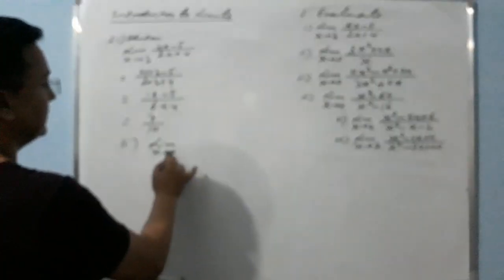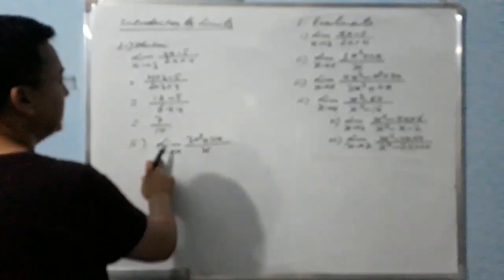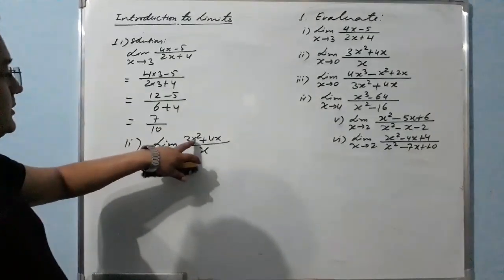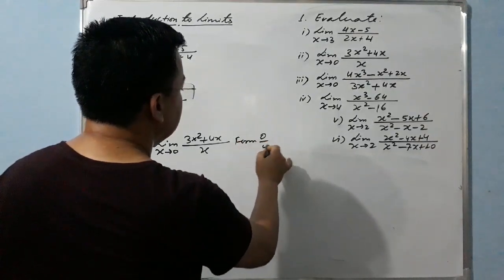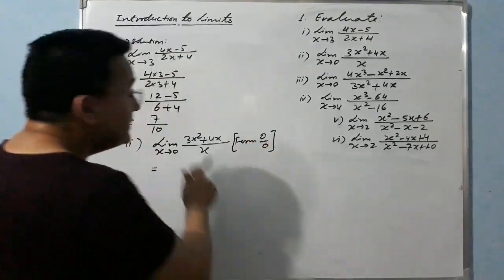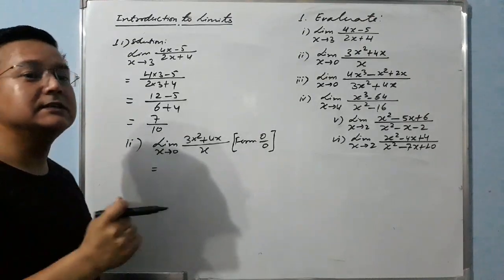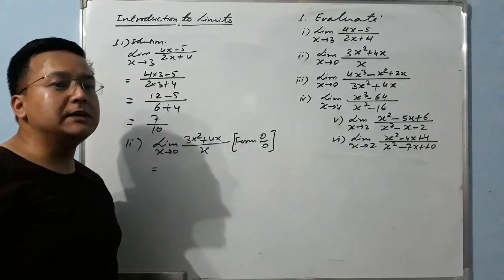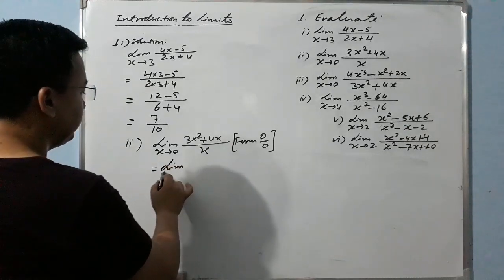Limit of x square plus 4x upon x as x tends to 0 is equal to. Here when we check, 0, 0, 0, so you are going to get the form 0 upon 0. This means this is an indeterminate form. As I told you, if the function is in indeterminate form, firstly you have to remove the indeterminate form. So how to remove the indeterminate form? By simplifying the function.